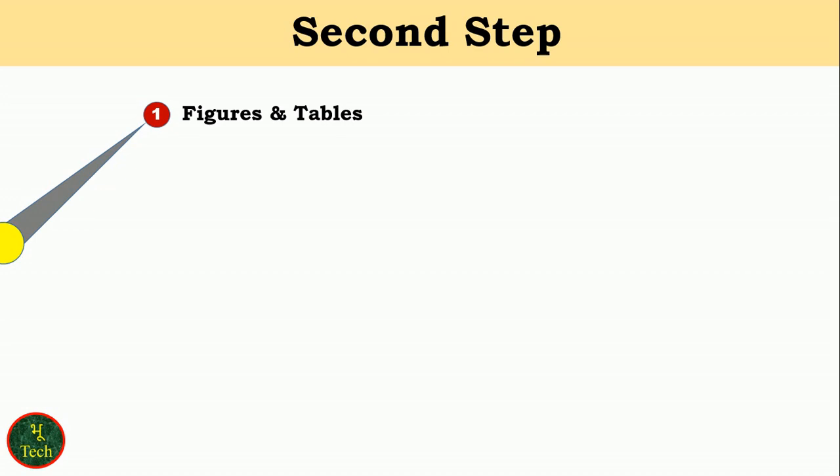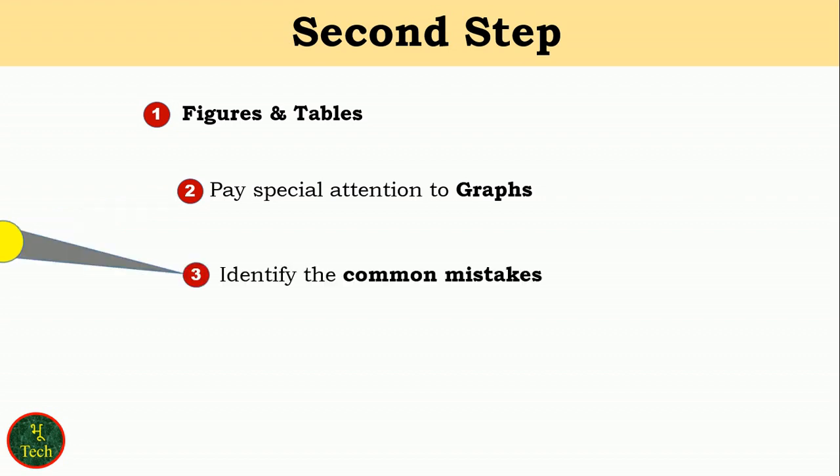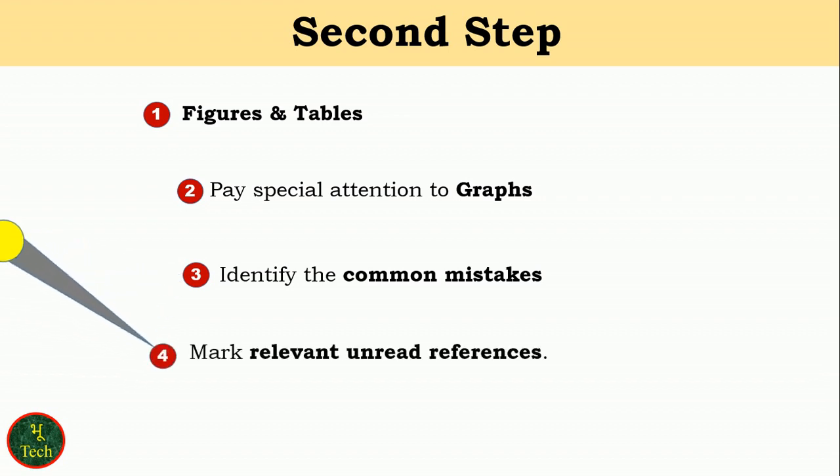Look carefully at the figures, tables and other illustrations in the paper. Pay special attention to the graphs, like the labels of the axes and whether results are shown with error bars or not. Identify the common mistakes which you should avoid in your own research paper. Remember to mark relevant references for further reading. This is a good way to learn more about the background of the paper. This step should take 1 to 2 hours for an experienced reader and more than 2 hours for new readers.